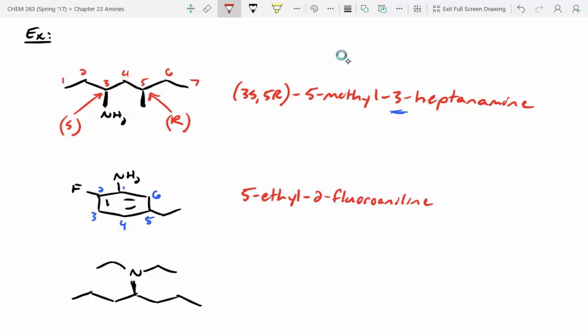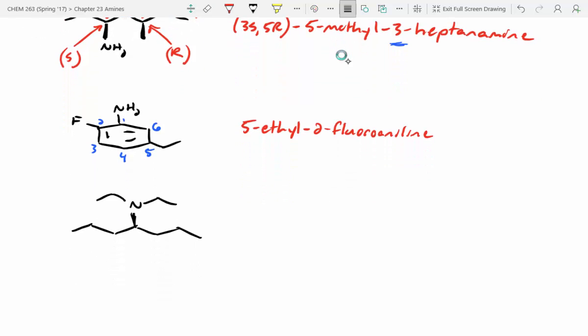All right, and then the last one. Is there a stereocenter in the last one? And if so, is it R or S? No stereocenter, so you don't have to worry about it. Okay, so longest backbone. Let's go through and number it. We've got 1, 2, 3, 4, 5, 6, 7. So it's a heptane backbone.